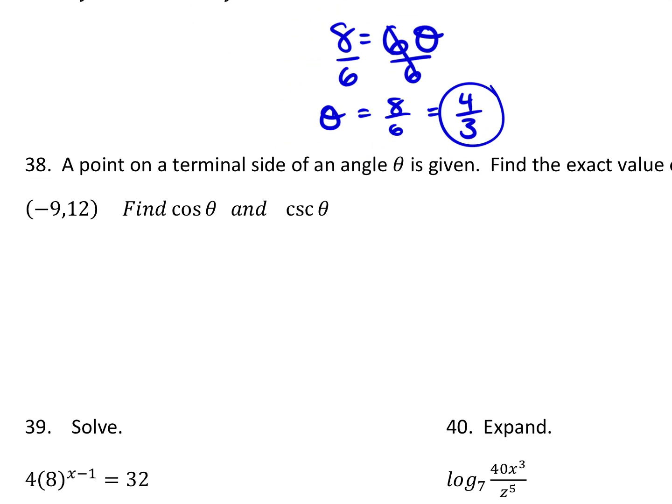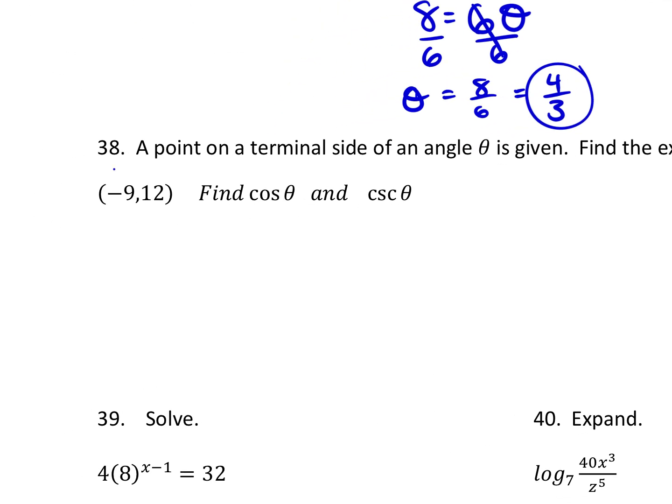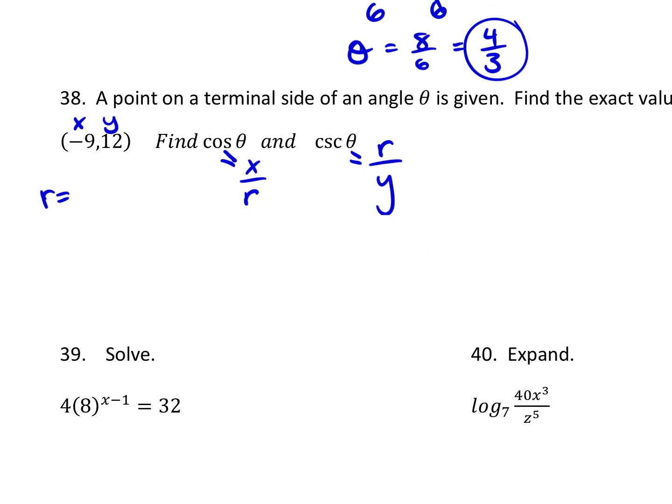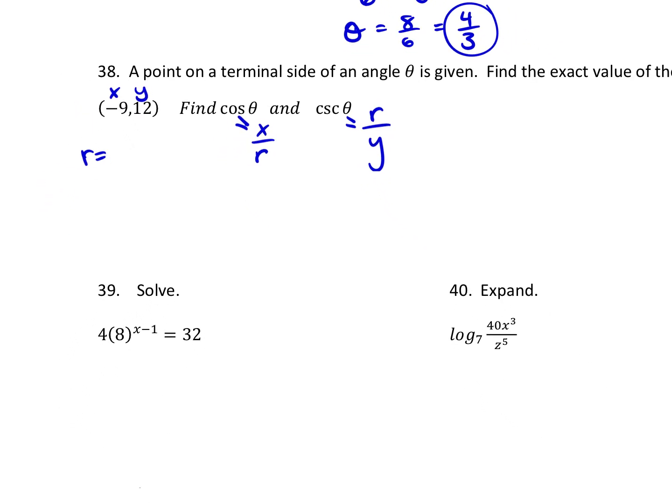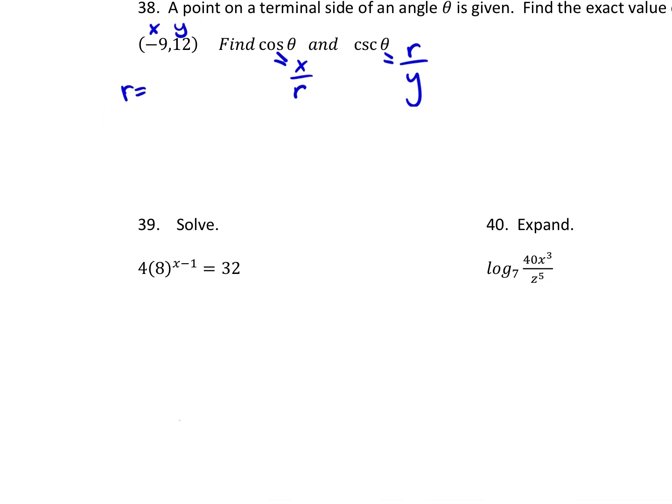(38) is kind of similar to what we've been doing. (-9) would be our x, 12 would be our y. How would we find r? Pythagorean theorem. Use Pythagorean theorem to find r. We know that cosine is x over r. So once you have your r, just put (-9) over r. Cosecant is the reciprocal of sine. So this would be r over y. Any questions there? We just did that in the last chapter. So it should still be pretty fresh.